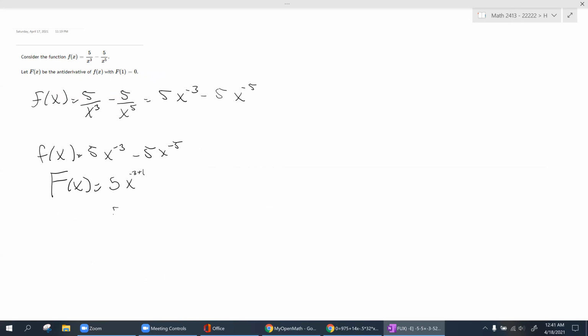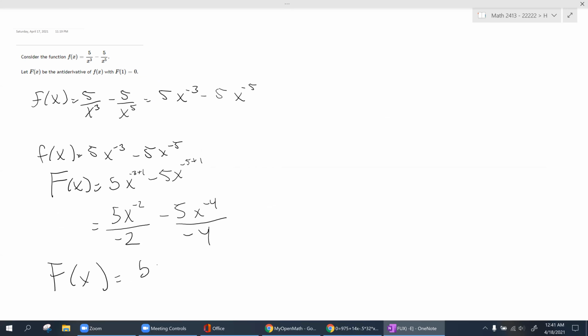So this here would be 5x to the negative 2 over negative 2. The one on the right would give me negative 5x to the negative 5 plus 1. That gives me negative 4, x to the negative 4 over negative 4. Meaning after you simplify it, this should give you 5x to the negative 2 over negative 2 plus 5x to the negative 4 over 4.